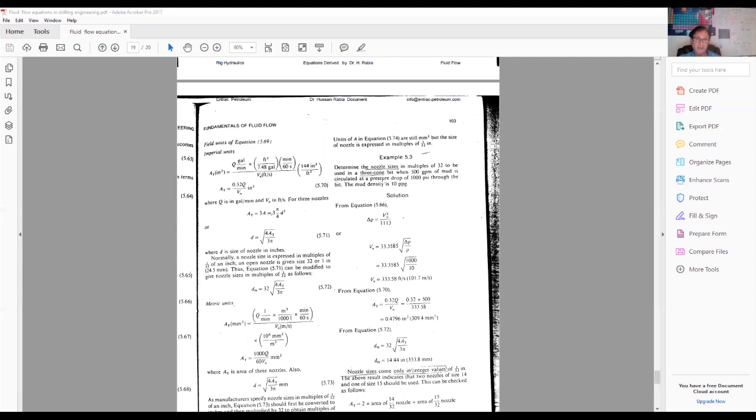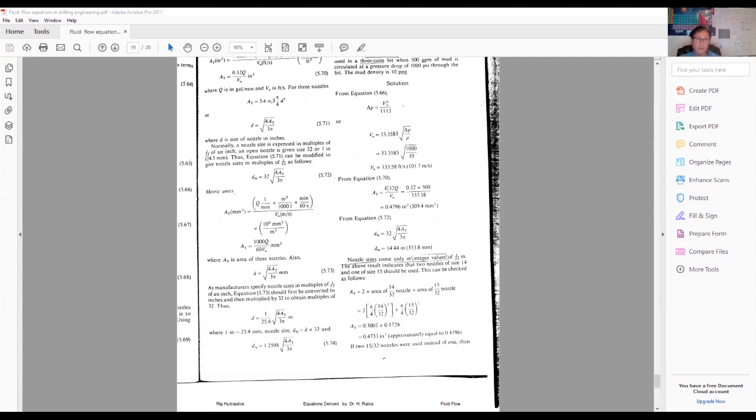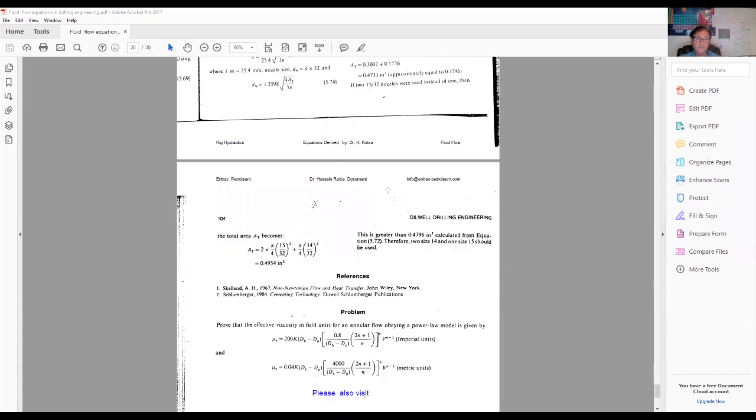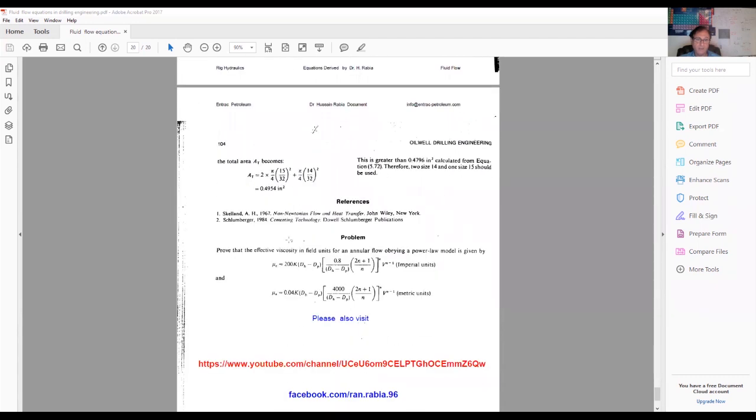Here's an example which shows you how to do the calculations. And then finally, of course, I give you some references where I got some of these equations, and there's a problem for you to play with.